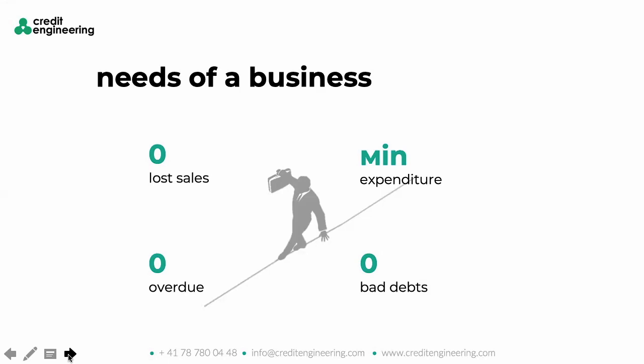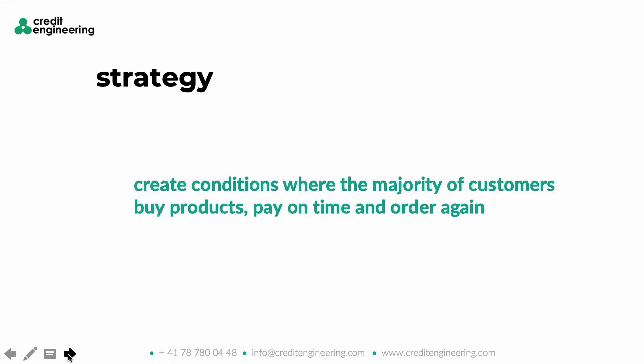Surprisingly, I found such a definition. We may call it the strategy of credit, or ideology, which mainly means that we need to create conditions where the majority of customers buy product, pay on time, and order again. That's technically everything we want, and this is everything which business wants.